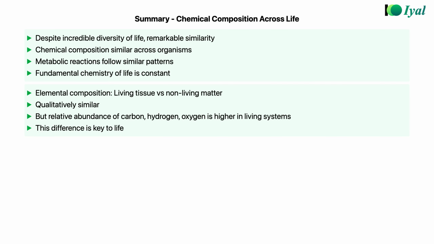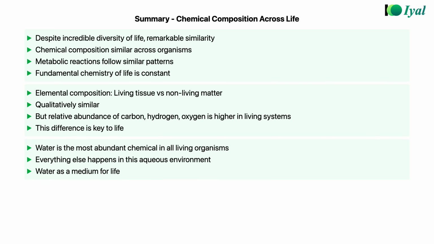When you analyze the elements chemically, living tissue and non-living matter contain similar elements, but the proportions are different. Carbon, hydrogen, and oxygen are much more abundant in living organisms. That higher proportion of C, H, and O is what distinguishes life from non-life. And the most abundant chemical, water. Every single living organism is mostly water. Everything else, all the proteins, the lipids, the nucleic acids, all the reactions, they all happen in water.